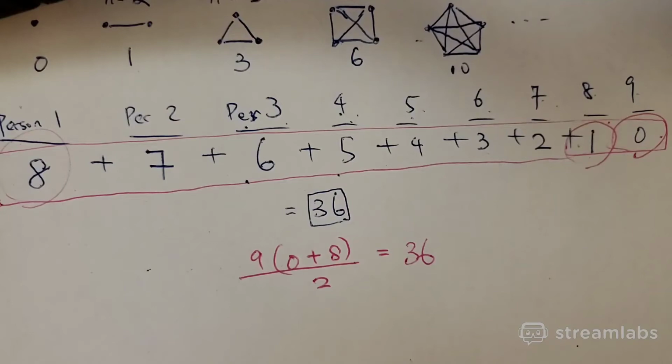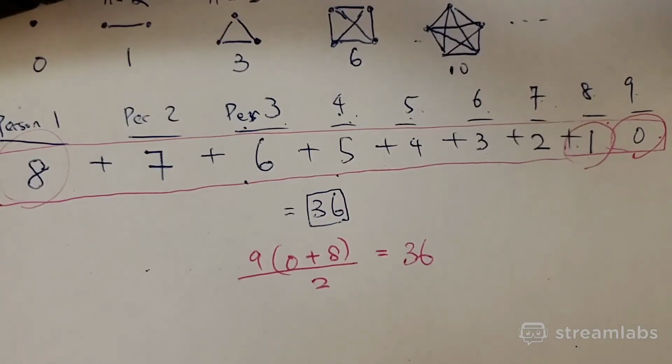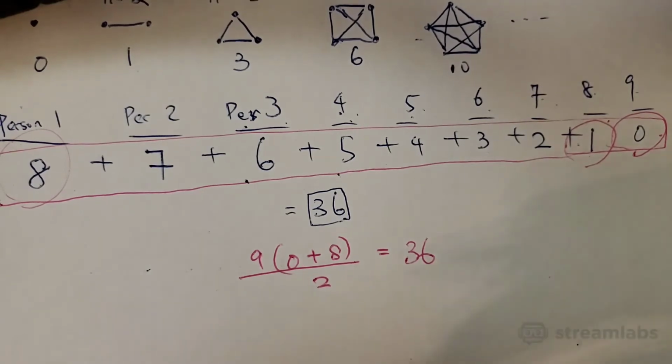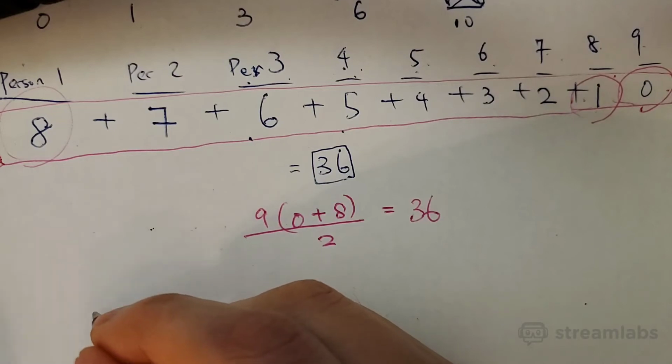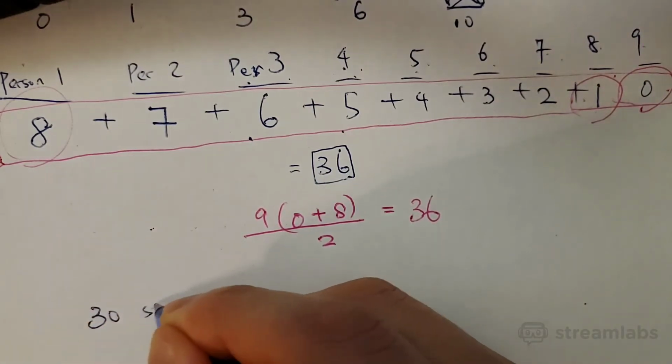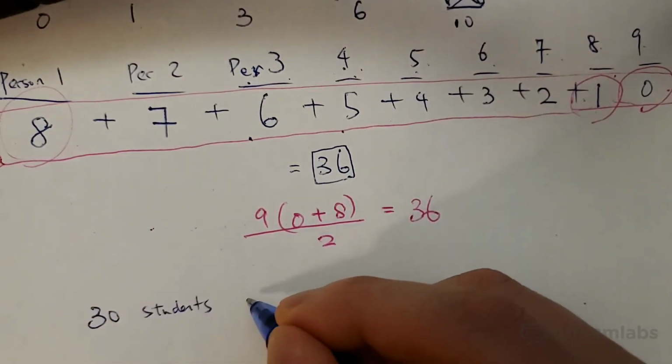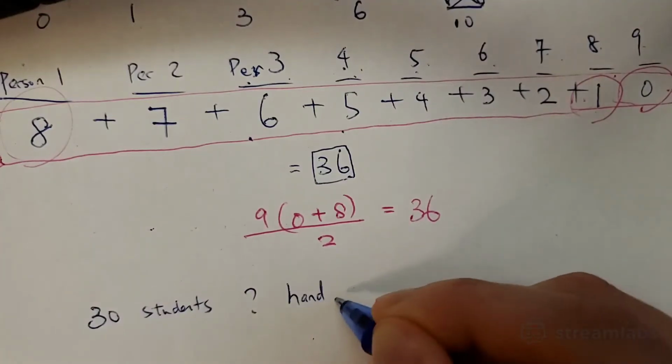Huh, interesting. So let me ask you this. Can you give me an equation for any number of people? If I have n people, all right, let's just say in this class we have 30 students. Okay, 30 students. How many handshakes?